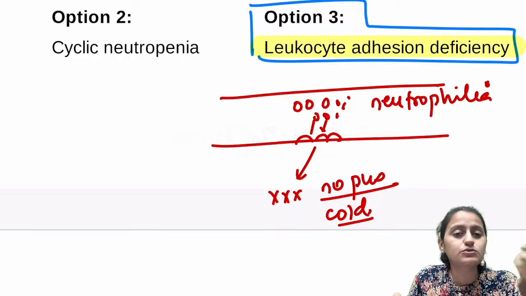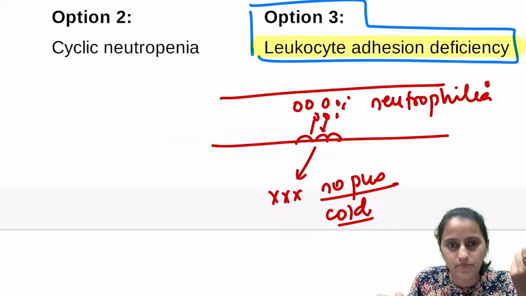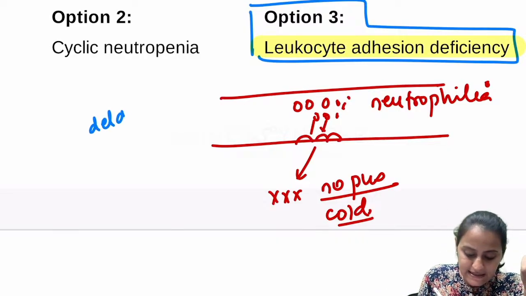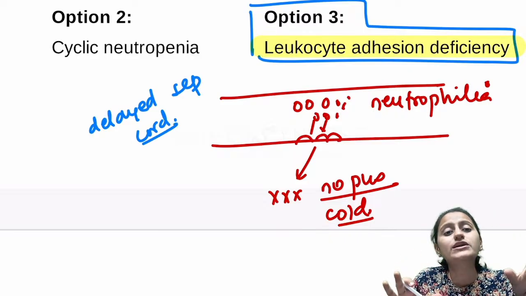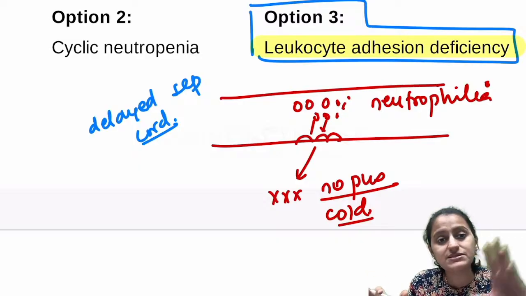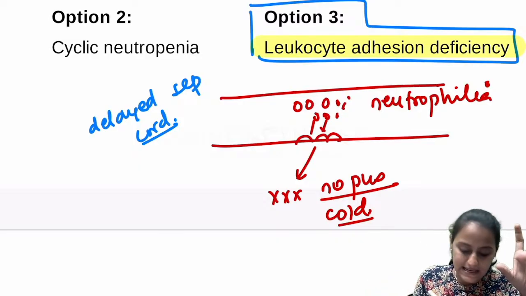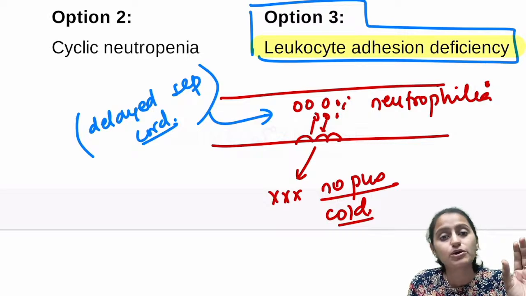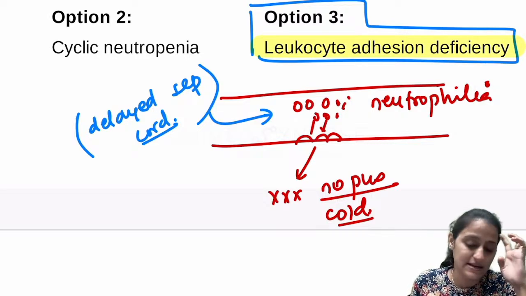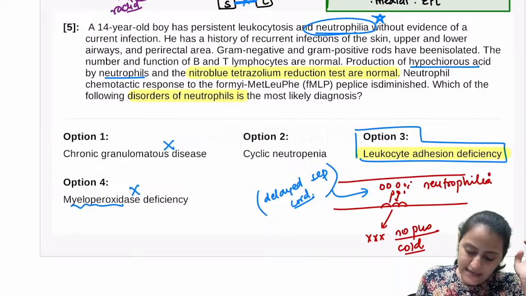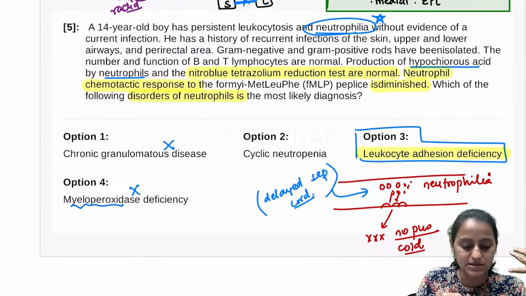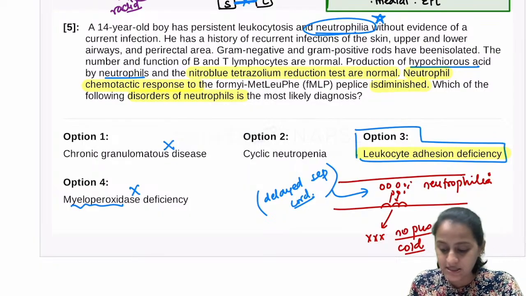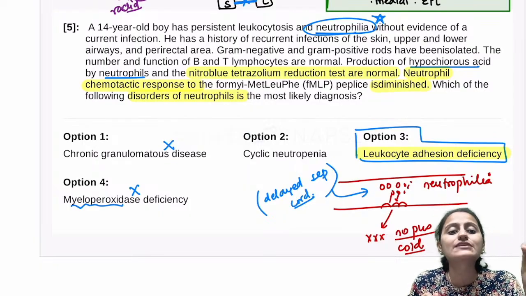What is the clinical clue here? Gum infections are common there, and there is delayed separation of the umbilical cord stump. The cord is adhered in adhesion deficiency. That is what you should remember. Delayed separation of the cord is another important clue for LAD, leukocyte adhesion deficiency. So like it is given here, the chemotactic response is diminished. So the migration is diminished. The chemotactic response is diminished. This is leukocyte adhesion deficiency. Is this clear with everyone?